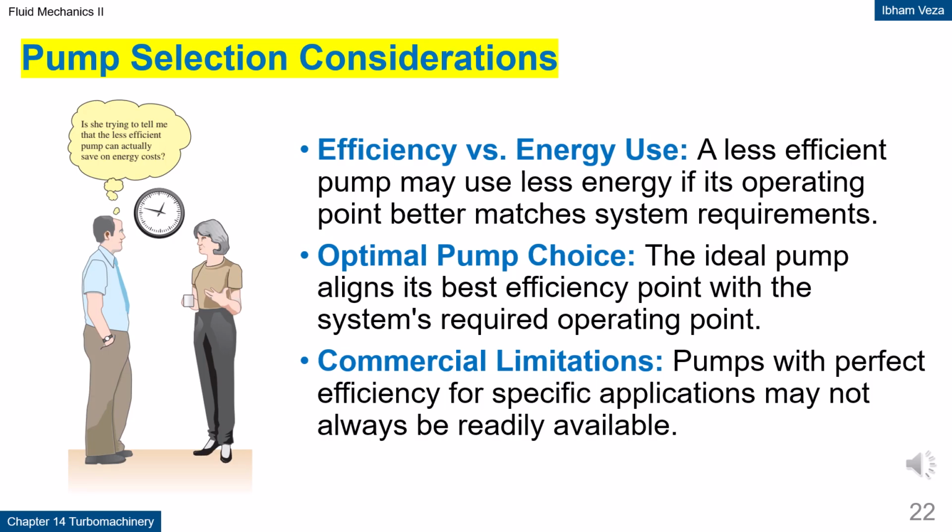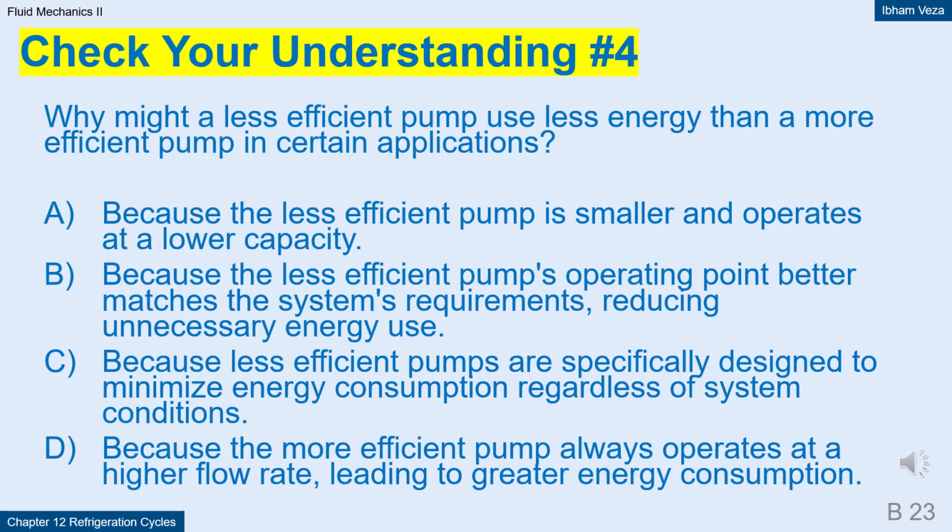The main key is to align the pump best efficiency point with the system operating point. Commercial limitations often mean that a perfectly ideal pump is not available on the market. Therefore, pump selection is always a compromise between theory and real conditions. Correct answer: B. Because the less efficient pump's operating point better matches the system's requirements, reducing unnecessary energy use.